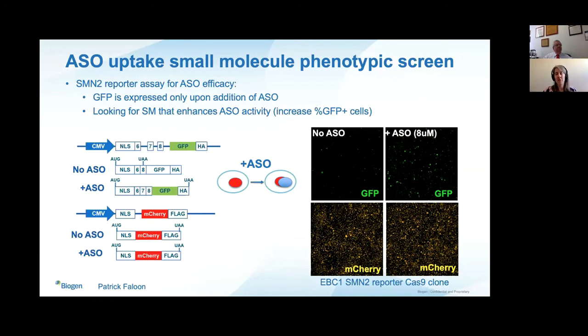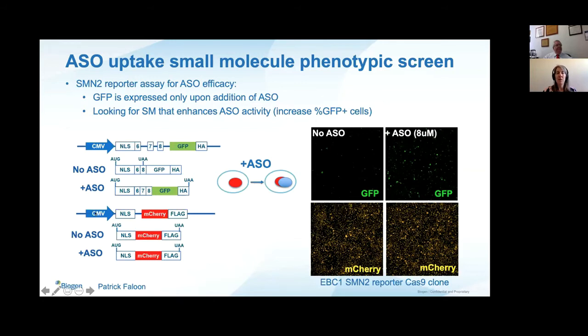And that also is true for SMA patients who rely on the SMN2 gene to produce their SMN protein. So we'll come back to this, because we have some false positives in our screen that actually were pretty easy to triage out. That was because there is this basal level of GFP expression.